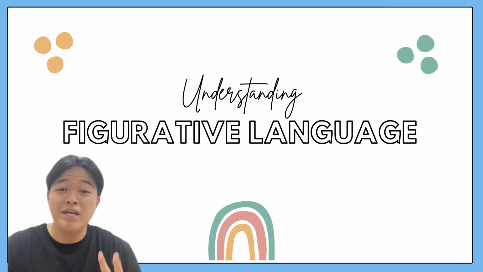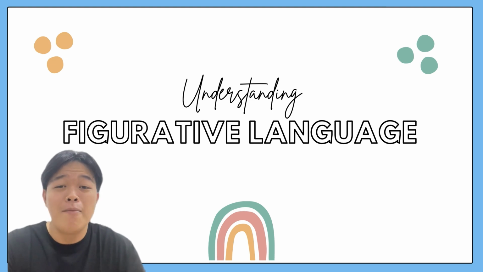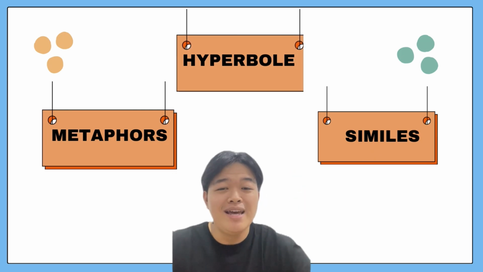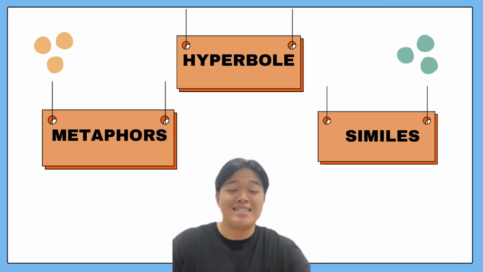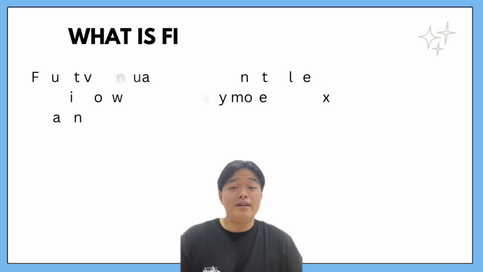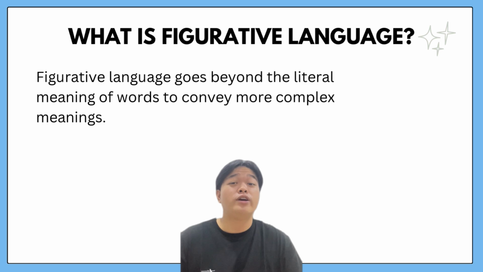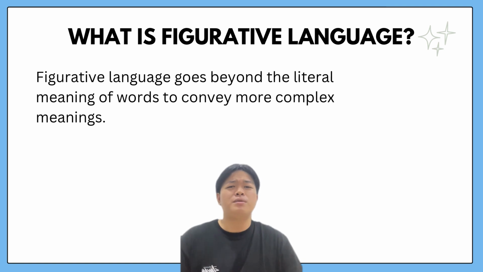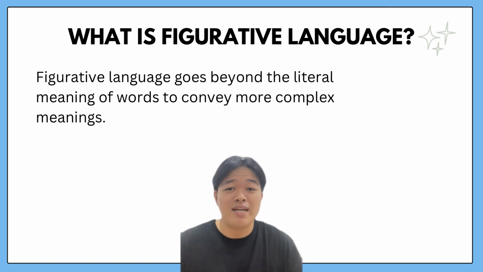We focus on three simple types of figurative language, which are similes, metaphors, and hyperbole. So don't worry, they are not as tricky as they sound. So let's get started. What is figurative language? Figurative language is when we use words in a creative way to explain something. We don't mean exactly what the words say, but we are just being imaginative.